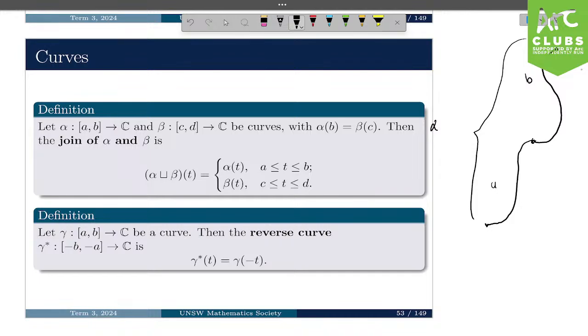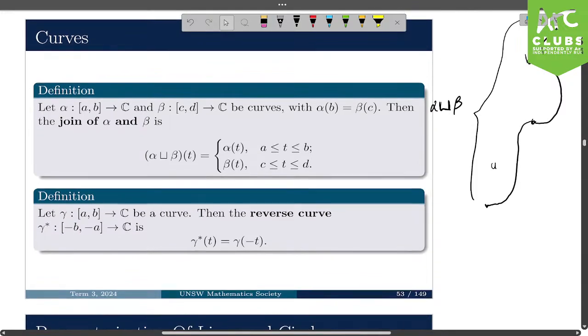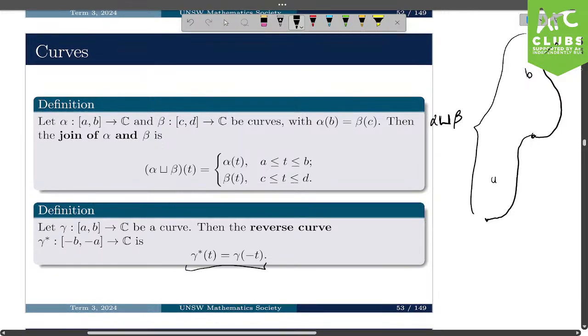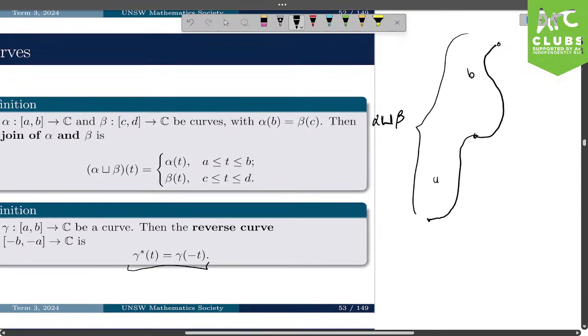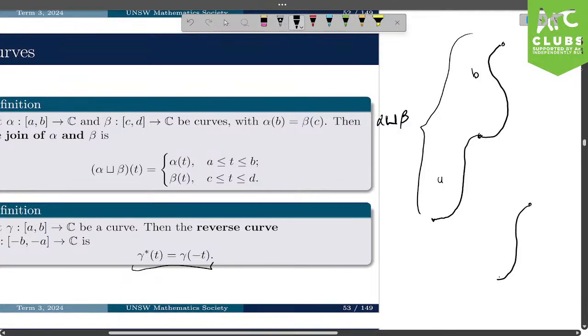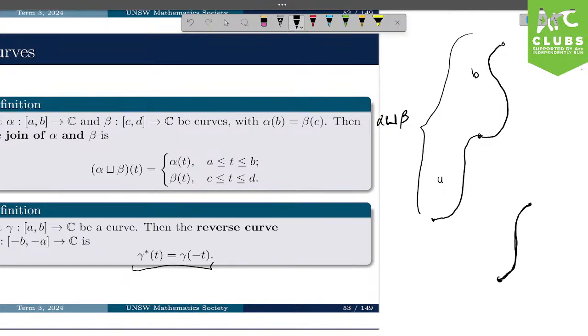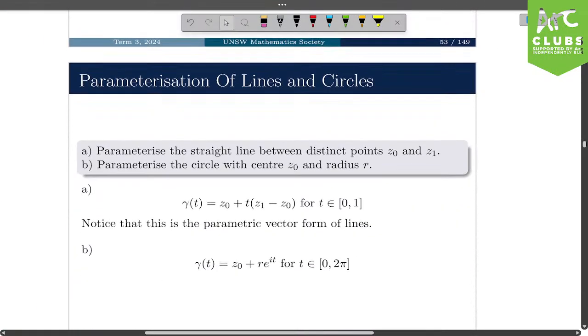So we use this symbol that looks like a square cup, which represents the disjoint union of A and B. We also have something called the reverse curve, represented with a star. That's just a way to notate the same curve but traced backwards. So instead of the function going from the start point to the end point, the reverse curve would be a function that starts from the end point and goes to the start point. Okay.